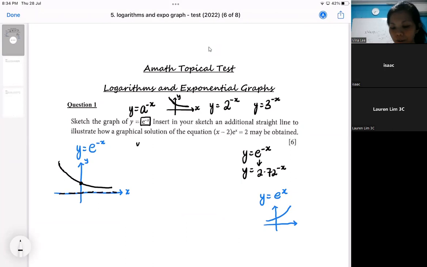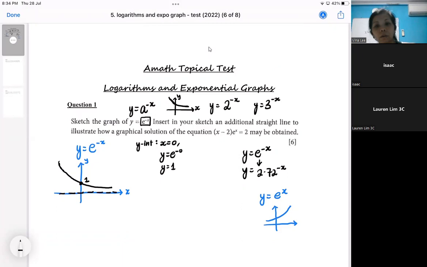So how do you find the y-intercept? Apparently there's no x-intercept, so don't bother about that. You substitute x equals 0 into the equation. The calculator will return you 1, so it will cut at 1. So that will be the sketch for this one.